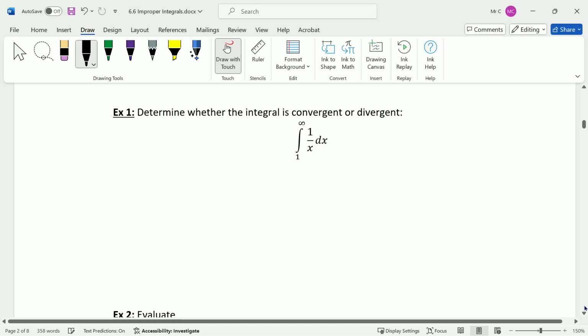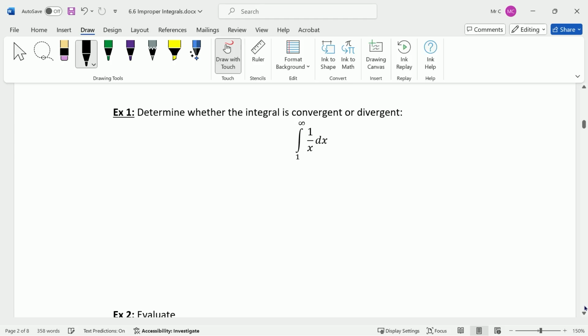Okay, so let's do an example. Determine whether the integral is convergent or divergent. So here we've got the integral from 1 to infinity of 1 over x dx. The first step in all of these problems is going to be to rewrite this in the form of a limit. So the limit as t goes to infinity of the integral from 1 to t of 1 over x dx. And now I can integrate what's inside the limit normally. The integral of 1 over x is ln of the absolute value of x. Now I need to evaluate it from 1 to t.